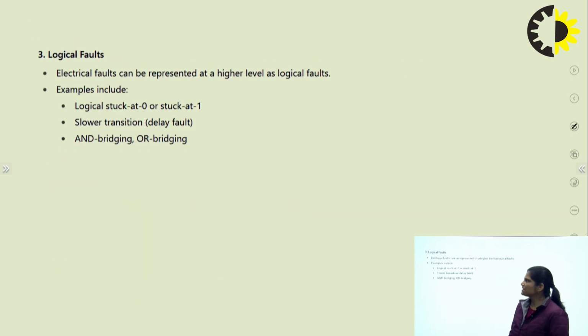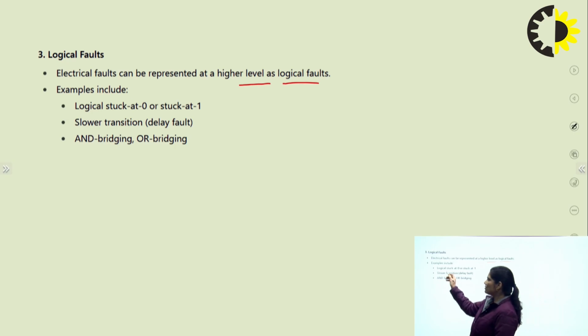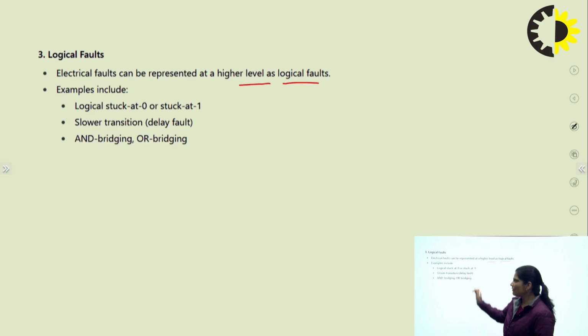Now the third is logical fault. Logical means we are talking about 0 or 1. An electrical fault can be represented at a higher level as a logical fault. Here we take an example: logical stuck at 0 or 1, or it may be a slow transition, meaning a delay fault.